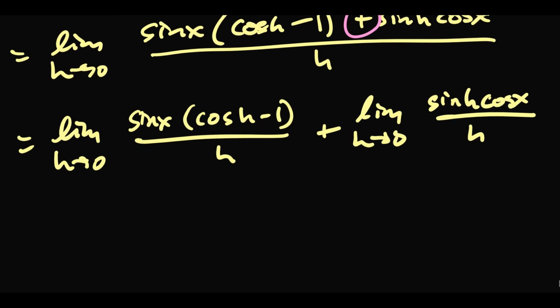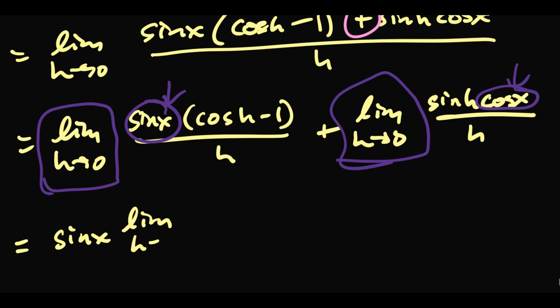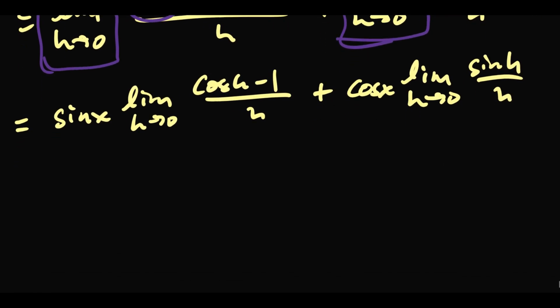Now, this limit is in terms of h, right? So anywhere you see an x, that function can be factored out, because the x doesn't rely on h. So sine x, and then we have limit as h goes to 0 of cosine h minus 1 over h, plus, and now cosine x, limit as h goes to 0 of sine h over h. All right, so here's the hard part.